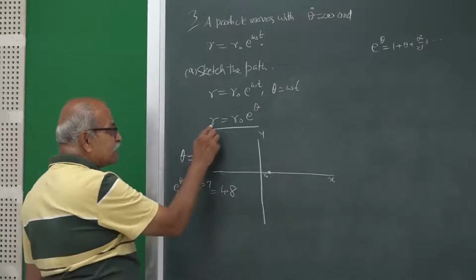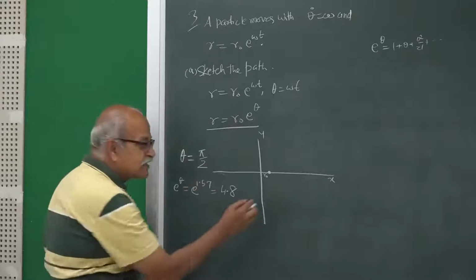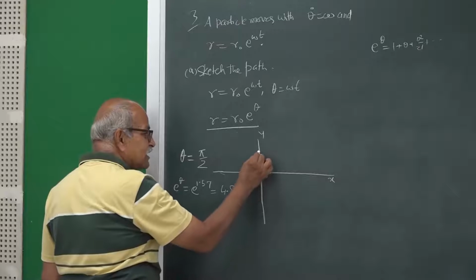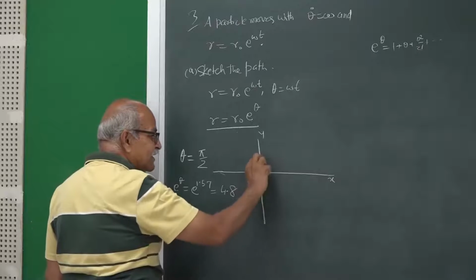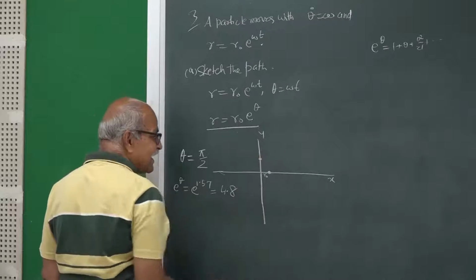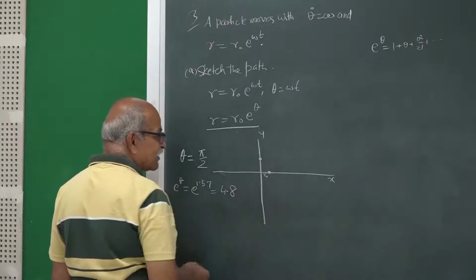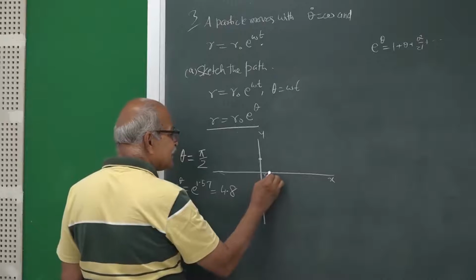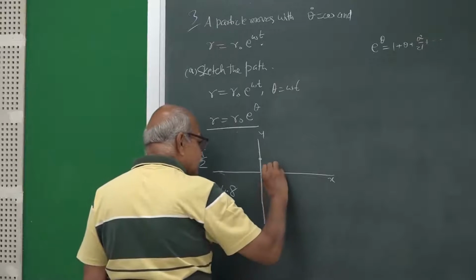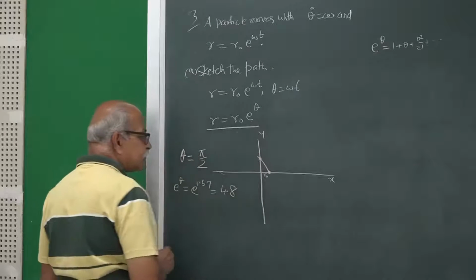So, that means r will be r naught into 4.8. If this is r naught here, theta equal to pi by 2, that means you are here, and it is 4.8 times of this. I cannot draw it to the scale. So, this is say 4.8 times r naught, and it is continuously increasing here, it is going like this.